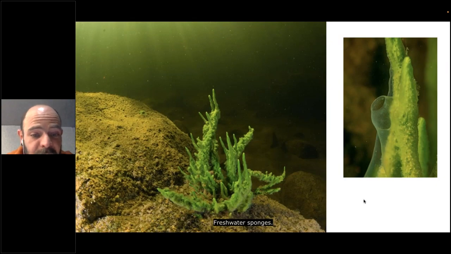Or also freshwater sponges, which is a very common animal. They're found in most water systems in North America, but a lot of people don't know. They go to the Caribbean, they go to the Red Sea, and they see corals and sponges, and they are very familiar with that. But when you tell them there are freshwater sponges, people say, really? And I say, yeah, and they're bright green. And people have never seen it. So it's really cool to show some animals.